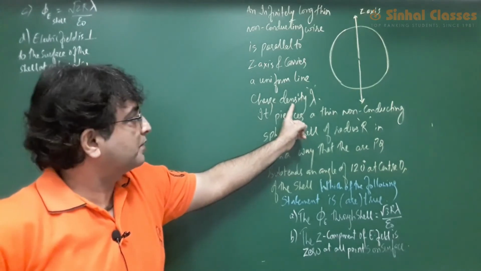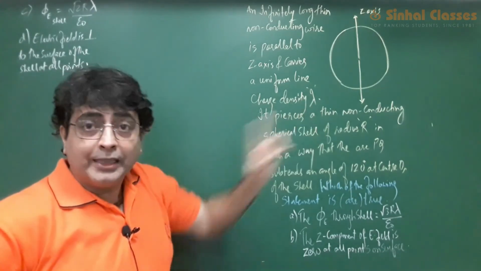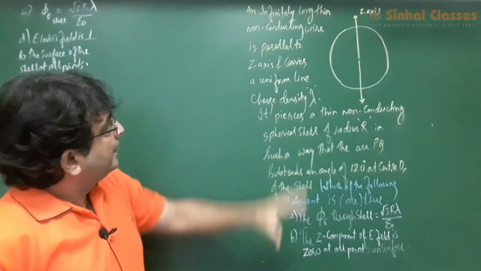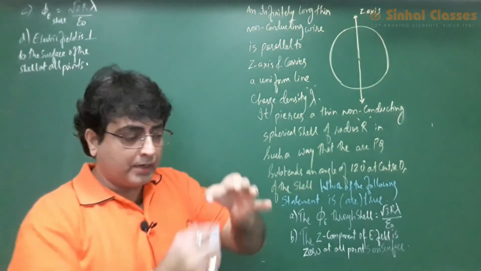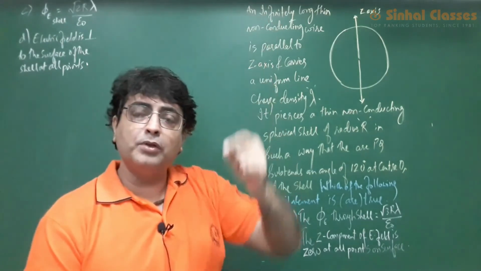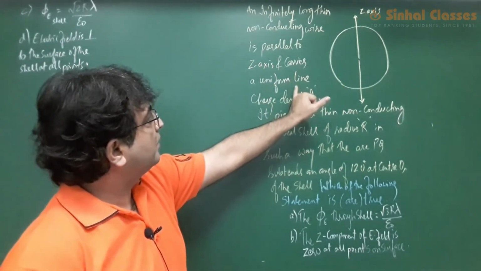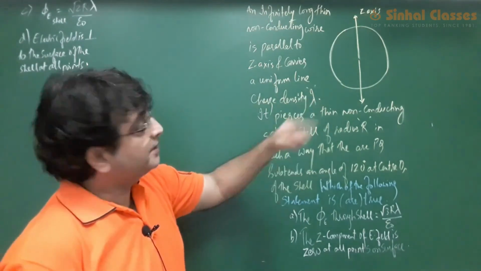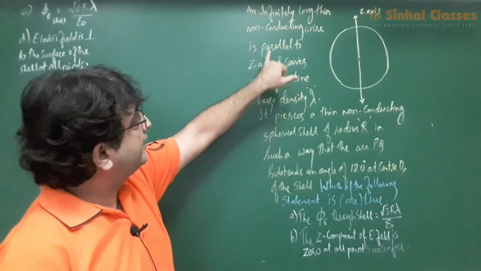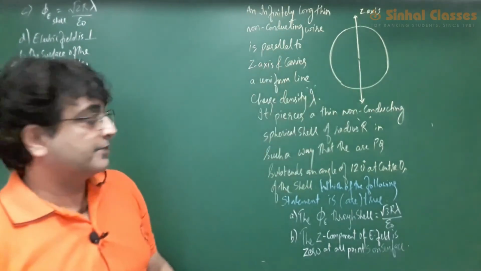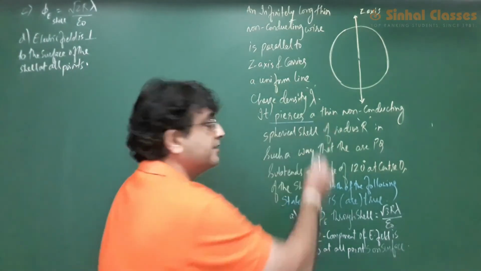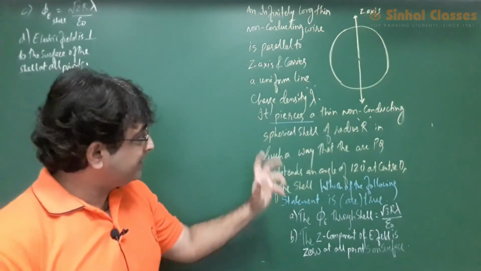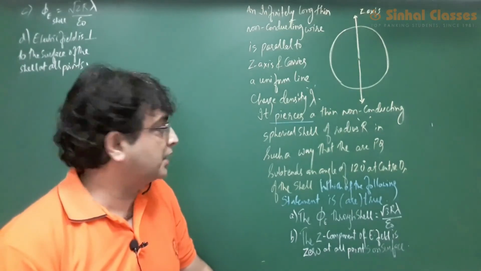So uniform charge density, lambda, students. That means I've taken an infinitely long non-conducting wire, the whole long wire is electrically charged with uniform line charge density, but it's infinitely long and it is parallel to the z-axis. But what did I do with this wire? I've pierced it through. So please highlight important terms also while solving questions related to it.